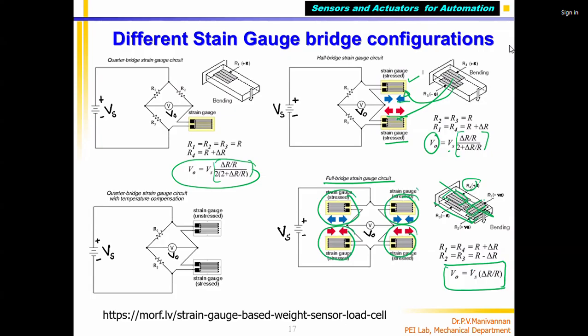You can see that the output voltage for a given amount of force, same amount of force, will be 4 times. This will be 4 times more than the quarter bridge. This will be 2 times more than quarter. This is just as it is, V naught, right? 1 type, that is called quarter bridge. So this is called a quarter bridge, full bridge, half bridge, any bridge you can use.